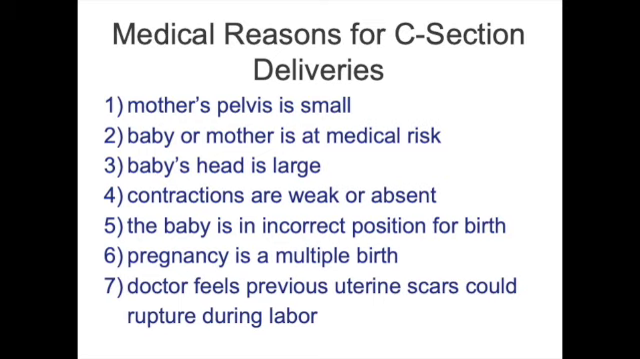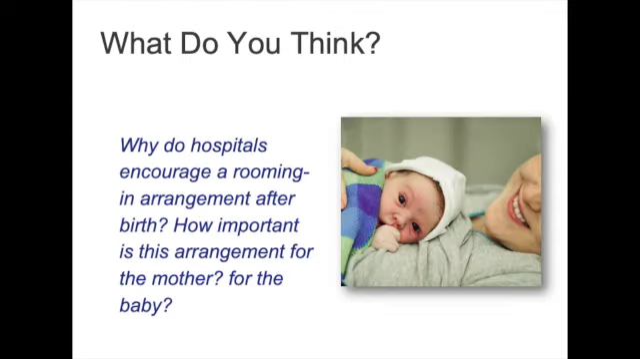C-sections have the same risks as other major surgeries. Recovery after childbirth is longer with C-sections than it is for vaginal deliveries. Also, having more C-sections raises the risk factor for future complications. For parents who choose hospital births, both mother and baby can expect to remain in the hospital for 24 to 60 hours after delivery. The stay will be longer for complicated or C-section delivery.